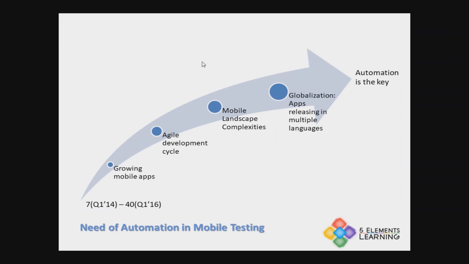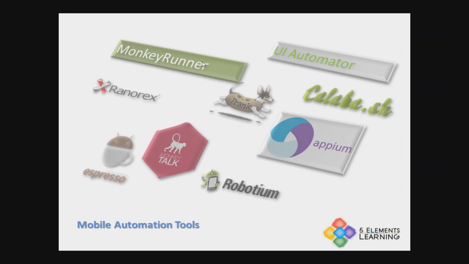So because of the growing number of mobile applications following the Scrum or Agile development cycles, the complexities of the world of mobile, and ensuring that globalization is integrated as a feature in the applications, with all these complexities the only way forward is that we have to automate our stuff.